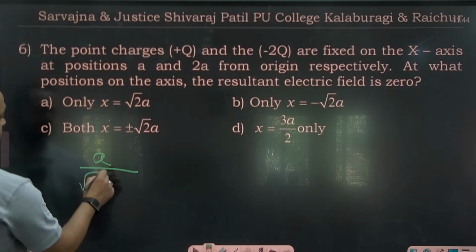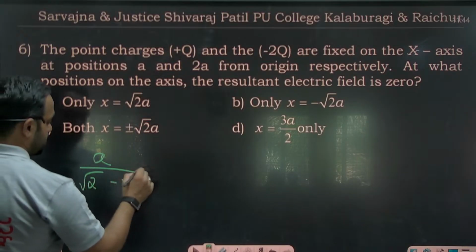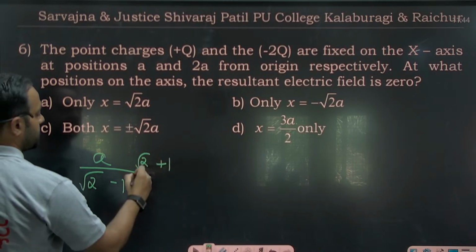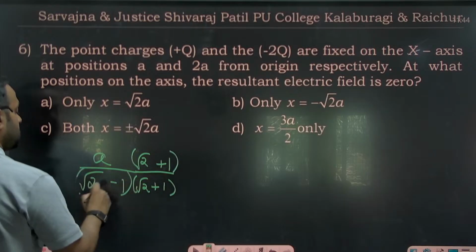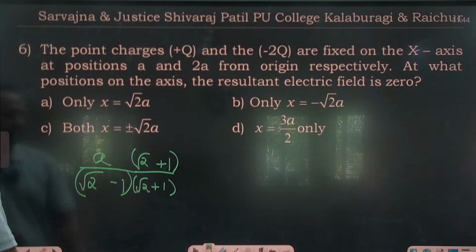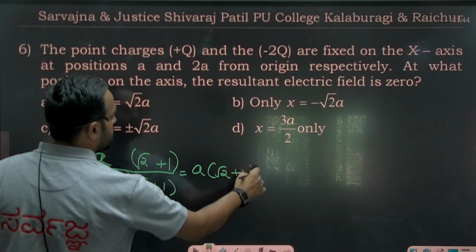Will it be minus 1 or plus 1? Minus 1. Okay, A by root 2 minus 1. So A by root 2 minus 1, this can be converted. So this is root 2 square is 2 minus 1 square is 1. So this is A into root 2 plus 1.